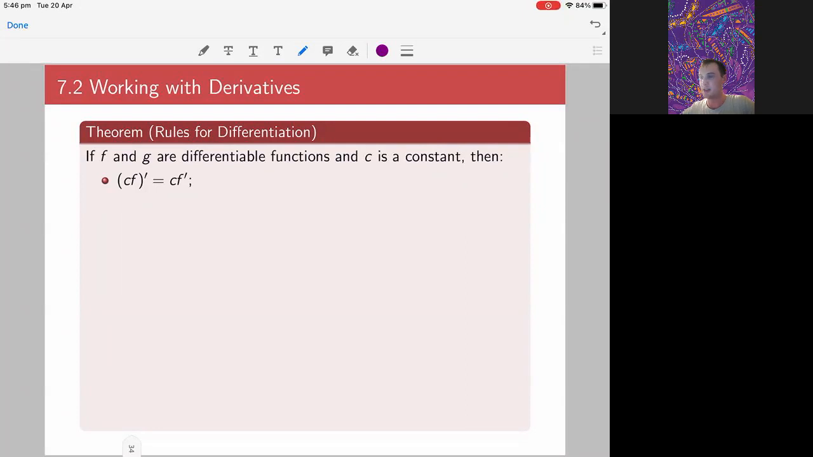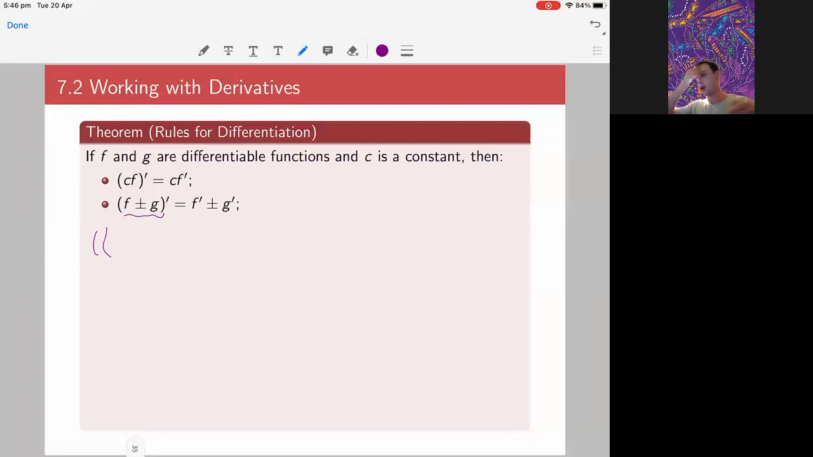The first one is pretty easy. If you take the function f and multiply it by a constant c, then the derivative of that new function is the same as that same constant c times the derivative of the old function. Perhaps that's not too surprising. Another one that I think isn't really all that surprising is this one here. If you take two functions and add them together and take the derivative, then that's the same as the sum of the individual derivatives. The same works for subtraction as well.